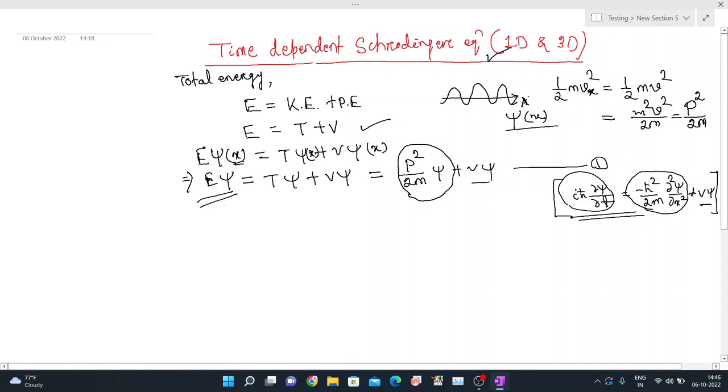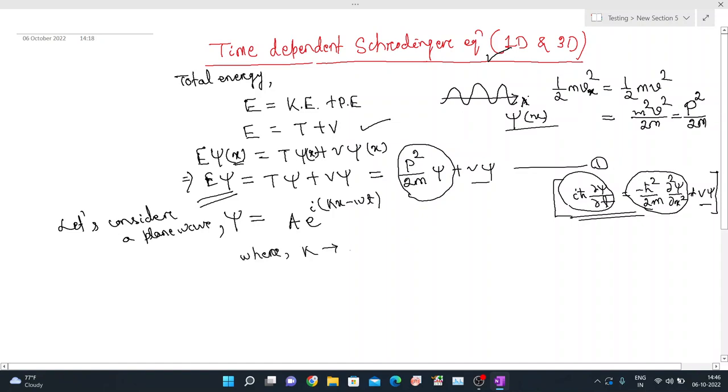So first, let's assume a wave function. We will assume a wave function which is a plane wave equation. So first you have to write it as: let us consider a plane wave, the general wave equation psi, which is equal to A into e to the power i(kx minus omega t), where k is the wave vector associated with that particle, and this is equal to 2 pi divided by lambda.